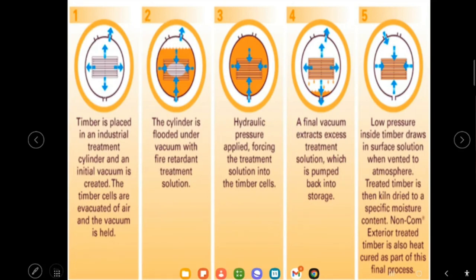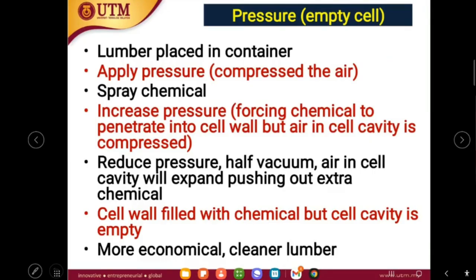So the timber is placed in an industrial treatment cylinder. An initial vacuum is created. The timber cells are evacuated of air, and the vacuum is held. We let it vacuum first, and then we flood the cylinder or the container with the treatment solution. Then we give pressure to push the chemical into our cell. And then we vacuum it again to extract the excess solution, the preservative. Then we lower the pressure inside the timber to remove surface solutions. So that is for the full cell.